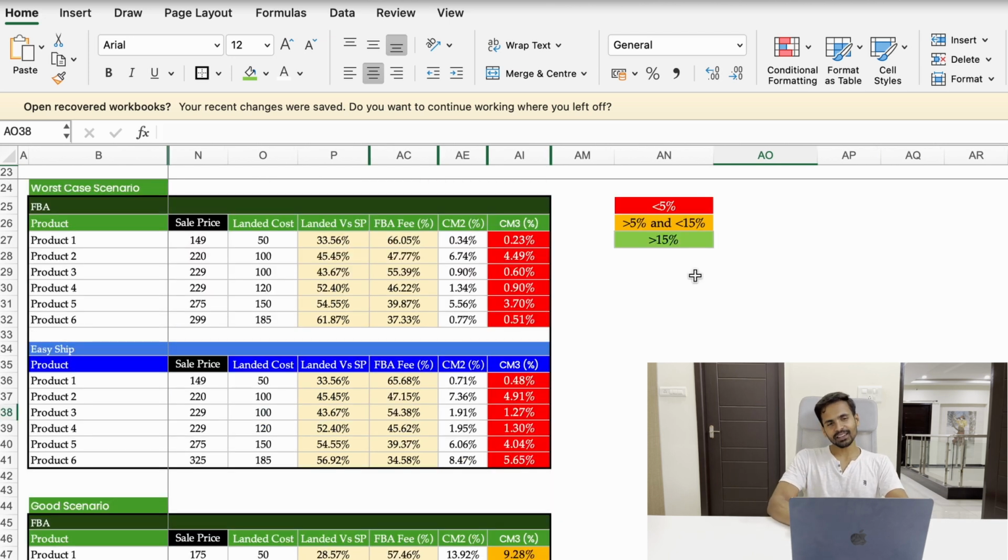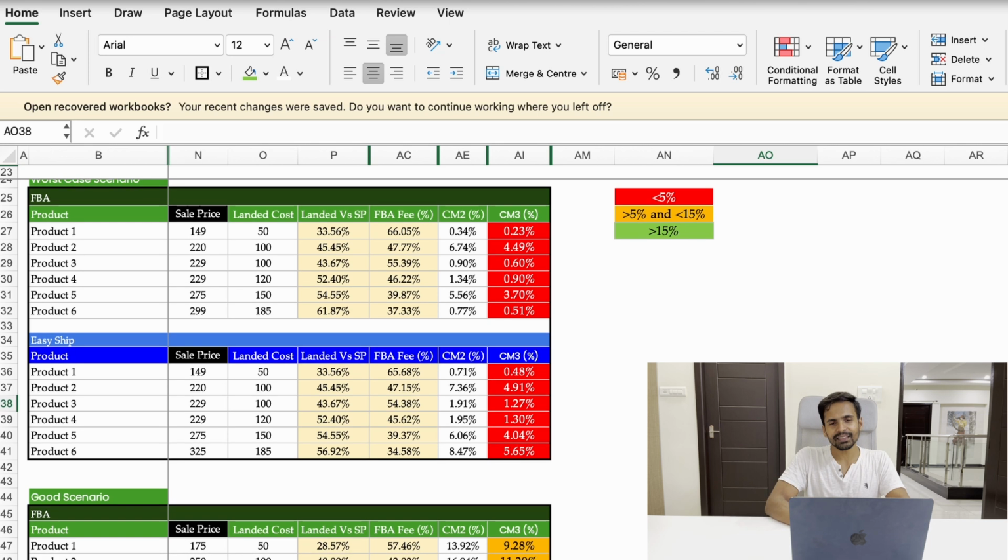Alright, let's first define the scenarios. Let's say I release the product and this product has also reached its steady state. At steady state, if my contribution margin 3 is less than 5%, then I would treat that situation as my worst case scenario because I am not making much money with that product. Likewise, if at steady state I am able to make 5 to 15% margin, then I would consider that to be a good case scenario. Likewise, when I have a product which is making greater than 15% contribution margin 3 at steady state, then I would treat that as my best case scenario.